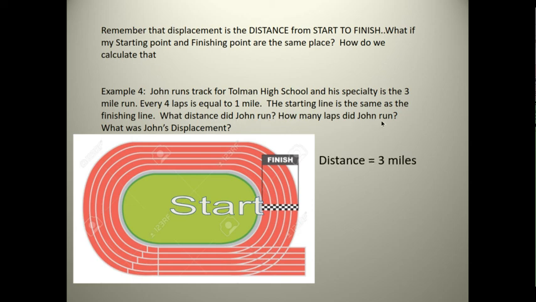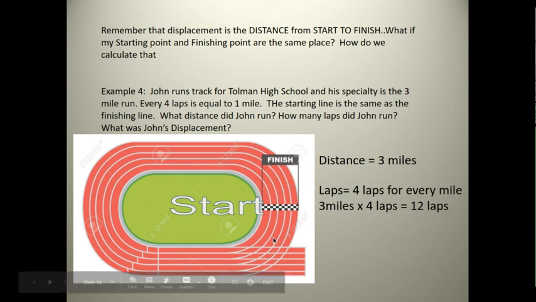How many laps did John run? Well, if every 4 laps is 1 mile and he ran 3 miles, 4 times 3 gives me 12 laps. I could go around 1, 2, 3, 4 is 1 mile. 1, 2, 3, 4 is 2 miles, which is 8 laps, and then 1, 2, 3, 4 more laps to finish will give me a total of 12 laps, my 3 miles.